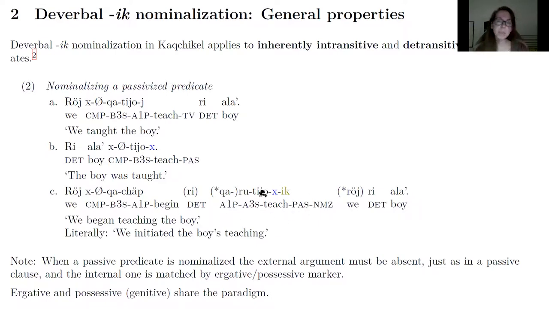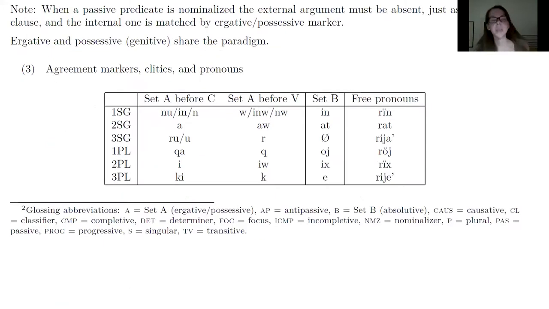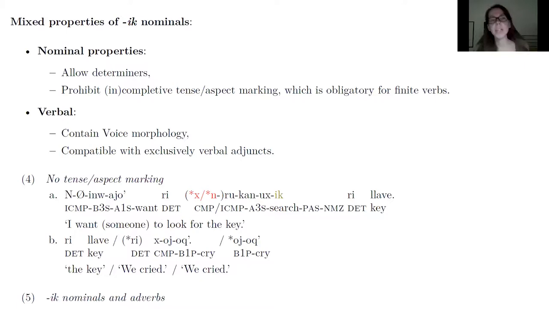And we can take this nominal, we can embed it under different predicates. For instance, we can embed it under the verb to begin, and the sentence can literally be translated as we began or we initiated the boy's teaching. So as I mentioned, these nominals exhibit this mixed behavior, and let me scroll down to it. Okay, so they have some nominal properties, namely they can be combined with determiners, and finite verbs, for example, cannot do that. And they also prohibit tense or aspect marking, which is again obligatory for finite verbs.